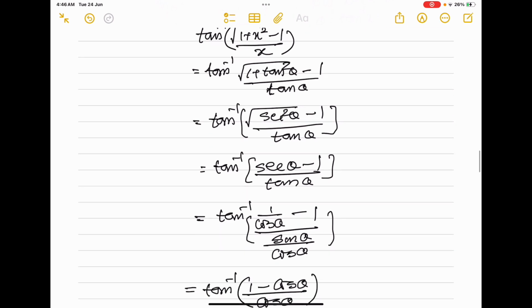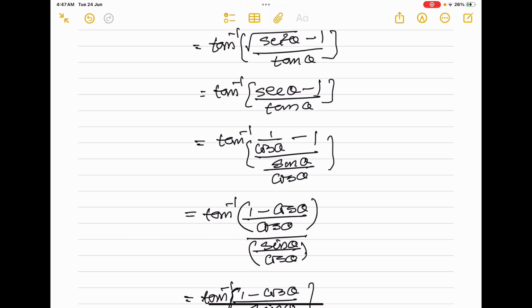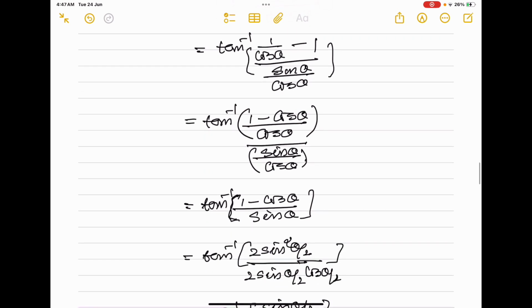That's equal to tan inverse of 1 by cos theta minus 1 whole divided by sin theta by cos theta. That's equal to tan inverse of 1 minus cos theta whole divided by cos theta, divided by sin theta by cos theta. That's equal to tan inverse of 1 minus cos theta by sin theta. The cos theta cuts. That's equal to tan inverse of 2 sin square theta by 2, divided by 2 sin theta by 2 cos theta by 2.